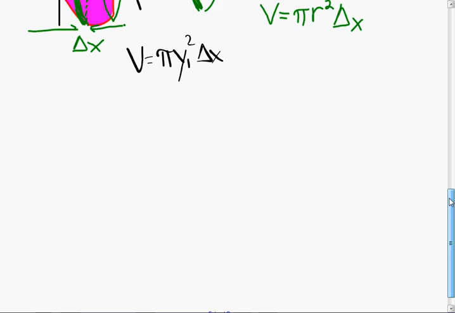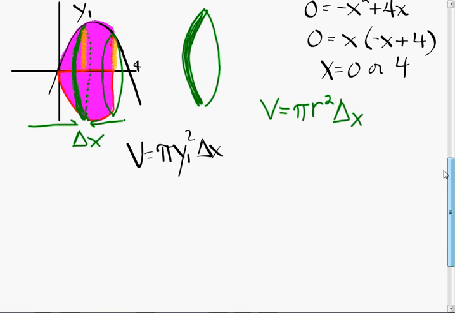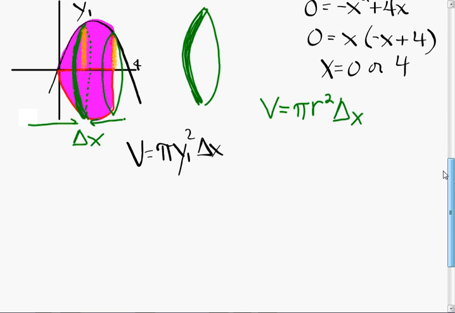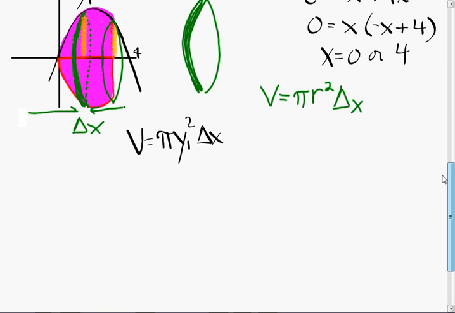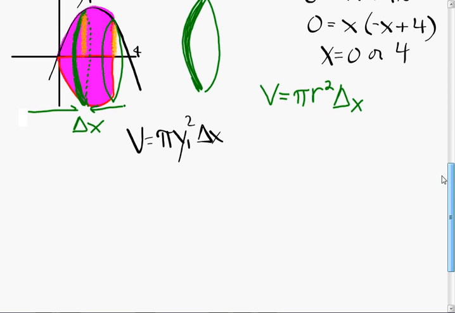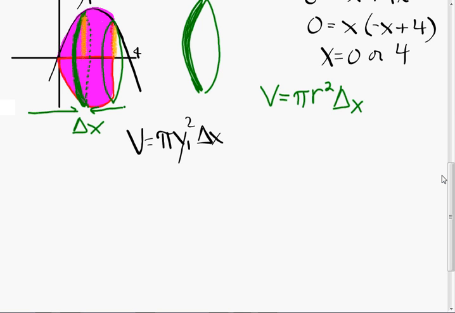All I did, you guys, there's no calculus here yet. I took a slice. This is geometry. I took a slice of this apple. If you were just to slice it, you'd get a circle, right? And you want to find the volume. The thickness is delta x because this is the delta x distance. The radius is the y coordinate of my curve.